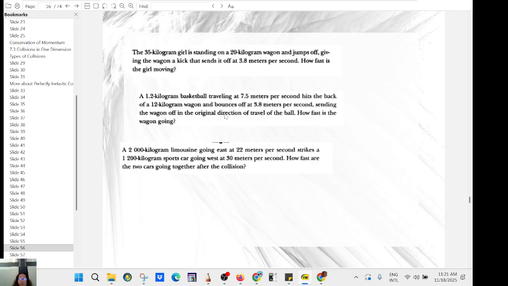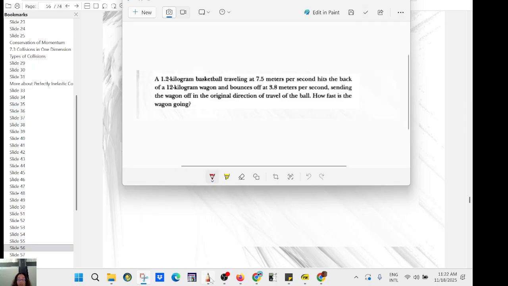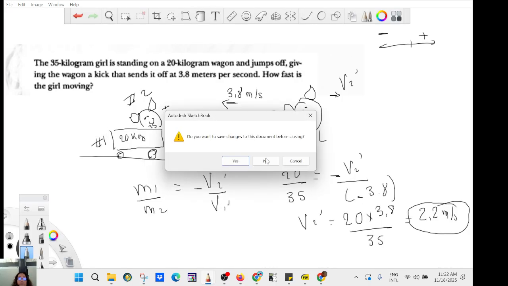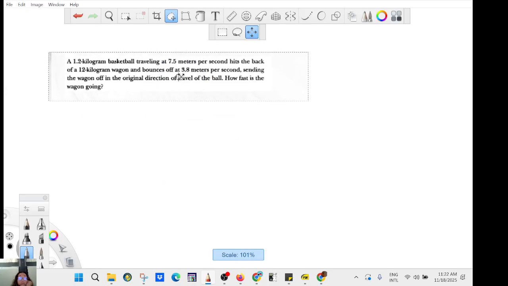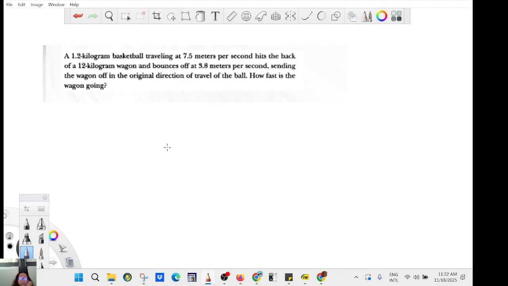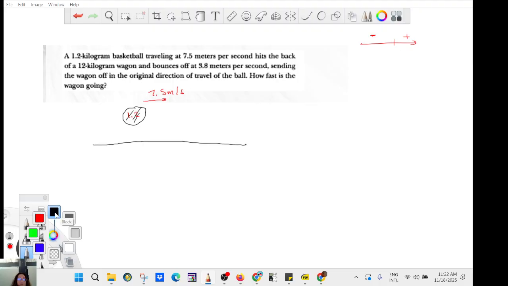One more, number 2. Number 2, a limousine. There is a story of a limousine here. Basketball. Boom, boom, boom. So do it at the same time, so that way we review for the final. We are reviewing for the final, right? Hit.